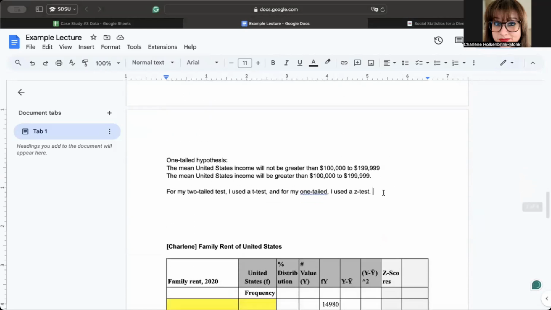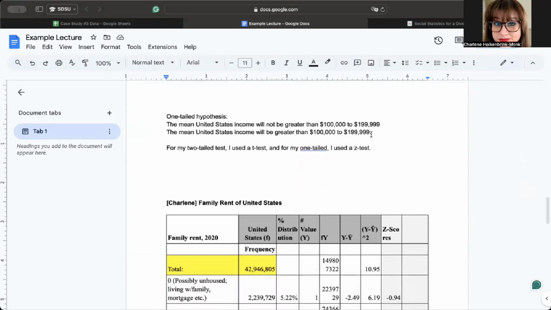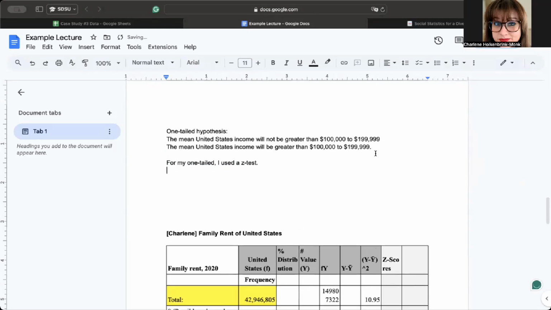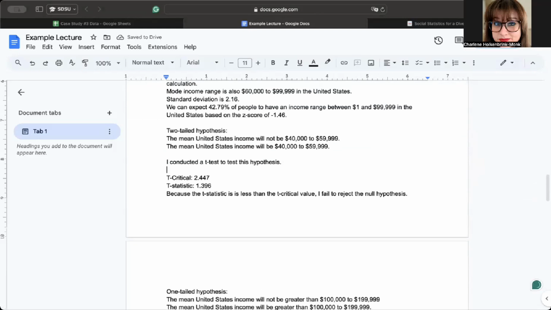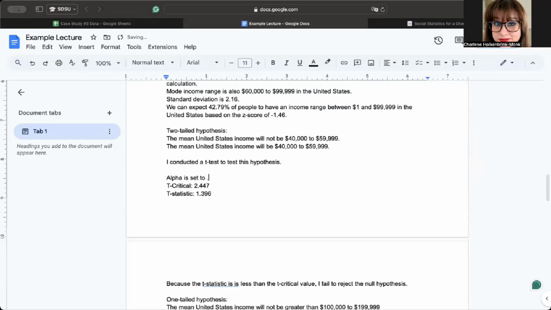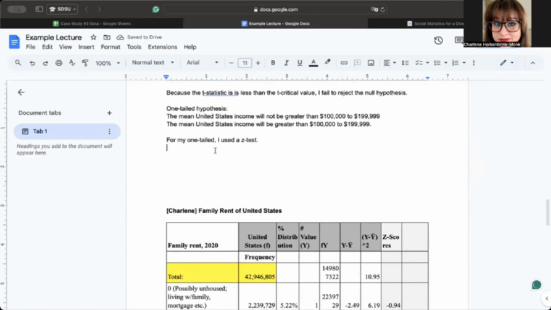Now, your one-tail hypothesis is using a z-test. The formula is very, very similar. We actually can take that out. All right. So in this case, oh, actually, you're also going to want to put up here too, alpha is set to 0.05. That way you know what you're doing, right? All right. So for my one-tailed test, I'm using a z-test. The z-test formula is incredibly similar, but the interpretation is different.